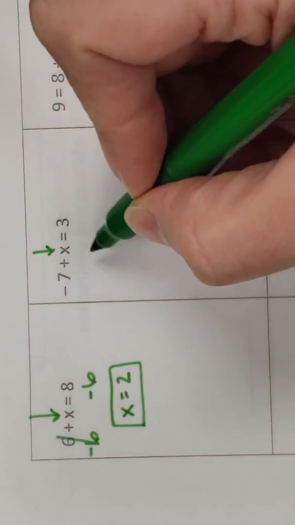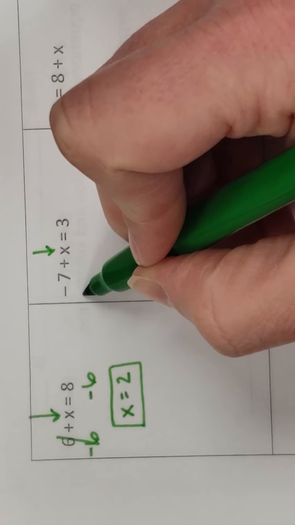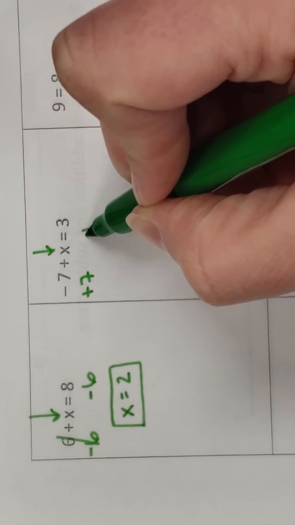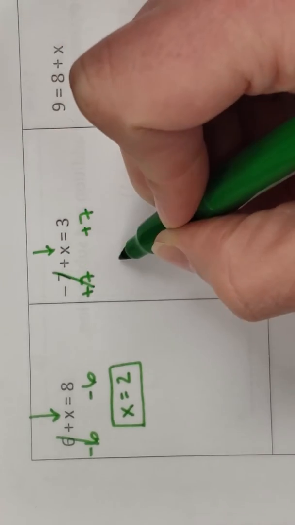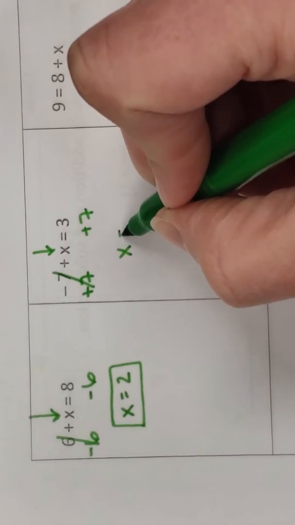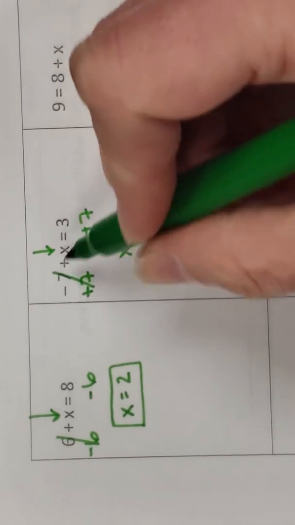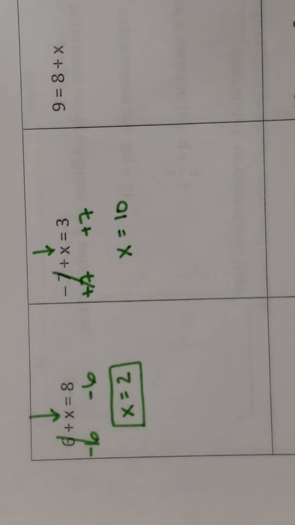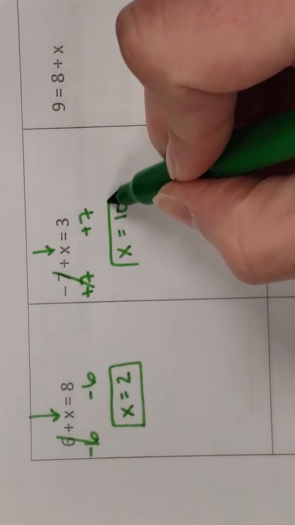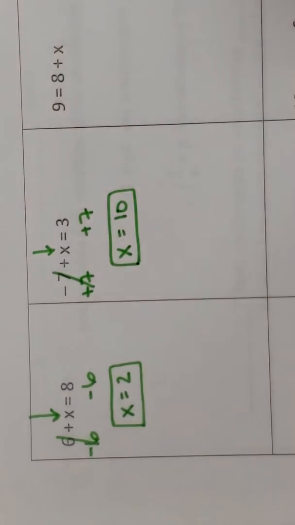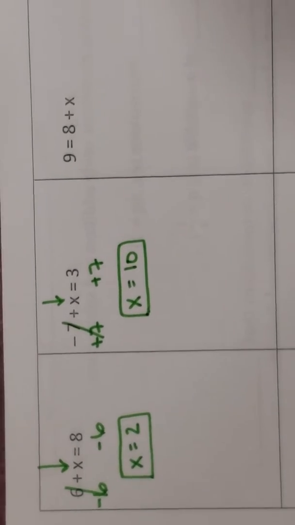Here, x is with a negative 7. The reverse of a negative 7 is a positive 7. What I do on one side, I do to the other. And 3 and 7 make 10. Negative 7 and 10 is positive 3. That's correct. Okay, try the first step of the next one.